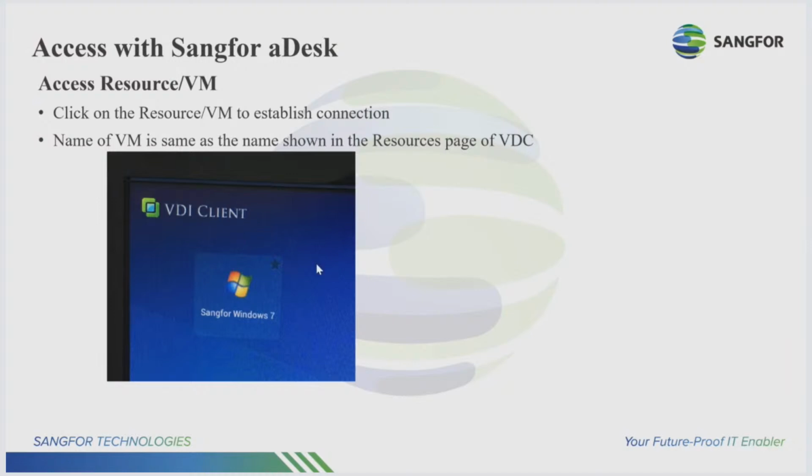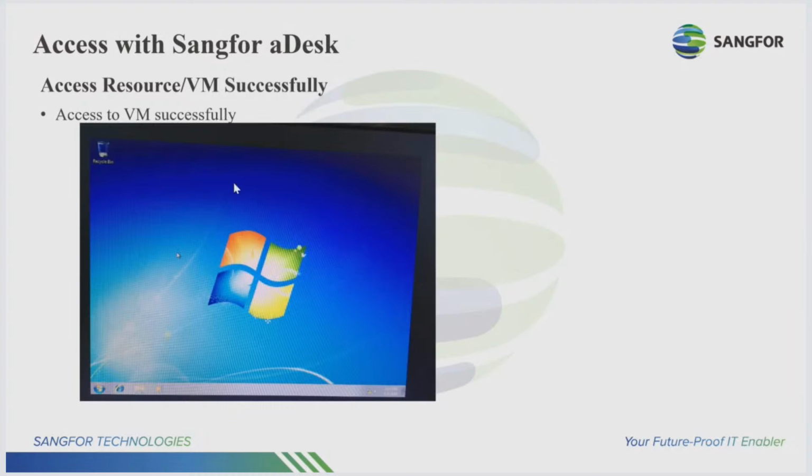Actually, we can bind 2 or 3 different types of virtual machines, like Win10, Win7, Win11, or Linux resources. Also, we can bind them to one user. So we click on the resource, and it will jump to the virtual machine. You can see we accessed the virtual machine successfully.